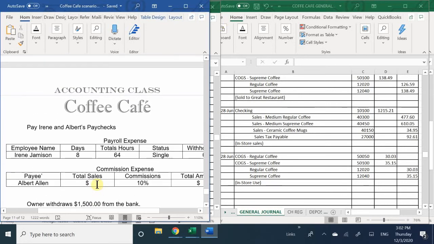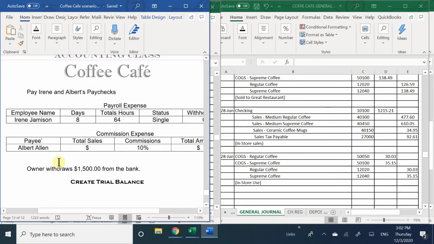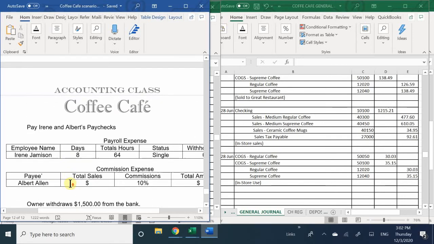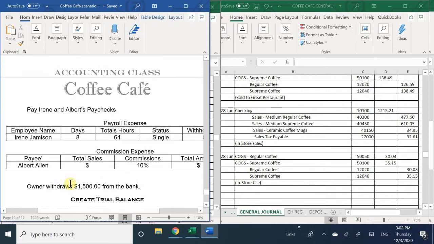So here, we have to pay for Irene because it's payday. We have to pay for Albert, and of course, we have to pay ourselves. So let's go ahead and complete this task here. First things first, we're going to calculate Irene's payroll. If you vaguely remember what has happened, that's okay. Let's just go over what is here.